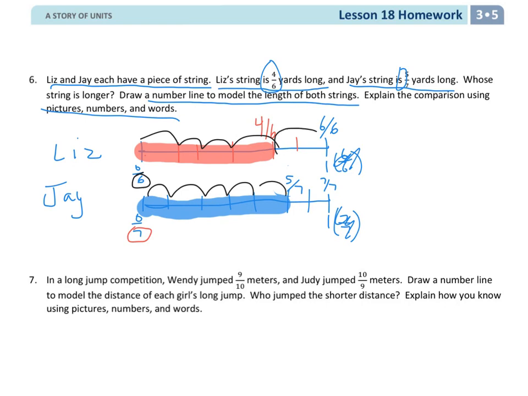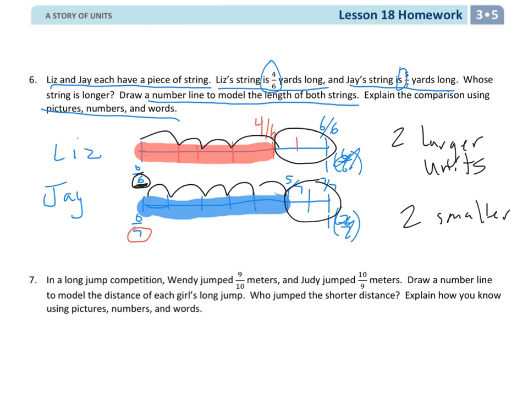What we want to look at is the very ending piece. They both have 2 pieces to get to 1 whole. Liz's pieces are bigger because her unit number is smaller, so she's got bigger units. And Jay has 2 smaller units because his are only sevenths, which means they're a little bit smaller than a sixth. So we know that Jay has a longer piece of string because he only has 2 smaller units to go to get to 1 whole, whereas Liz has 2 bigger units to get to 1 whole.